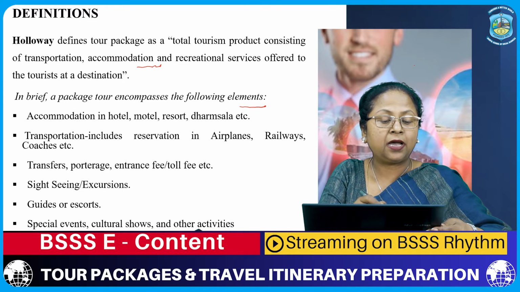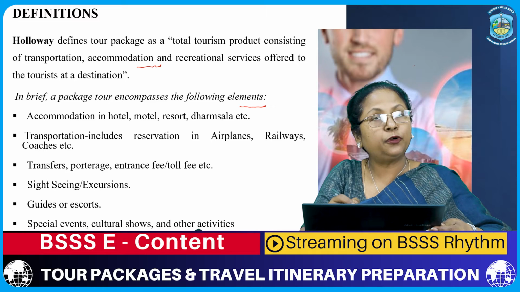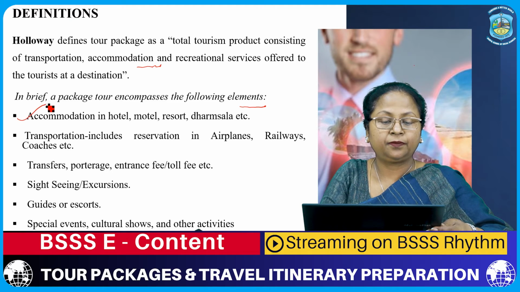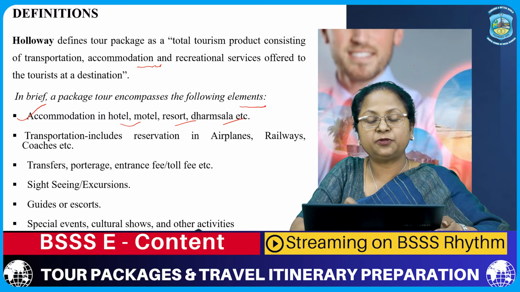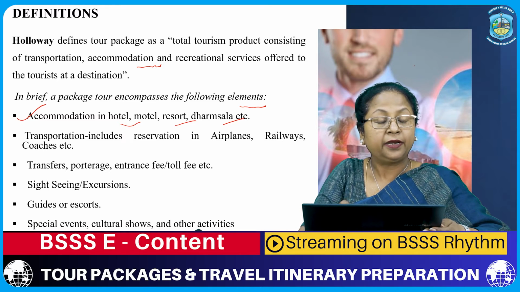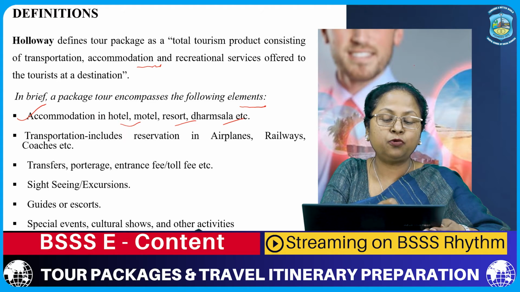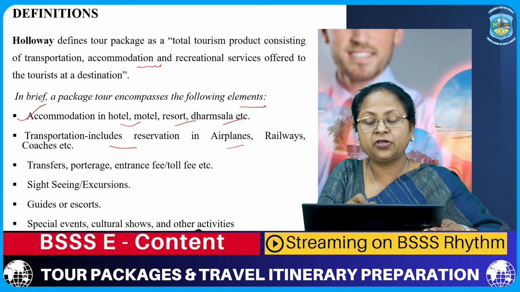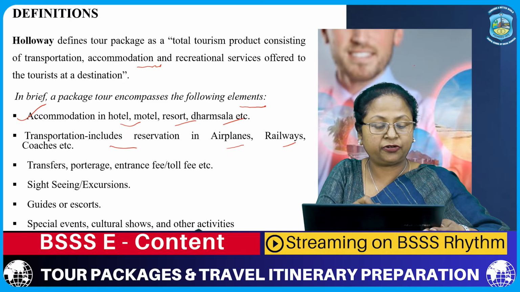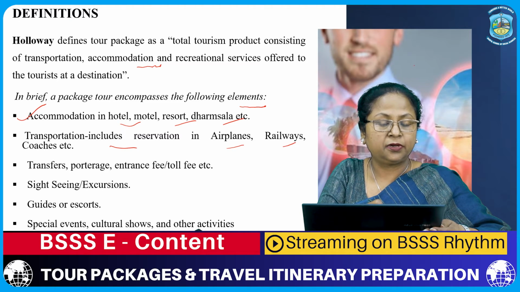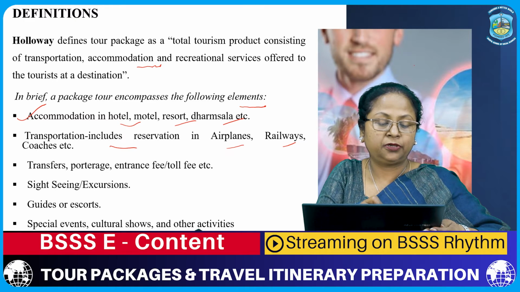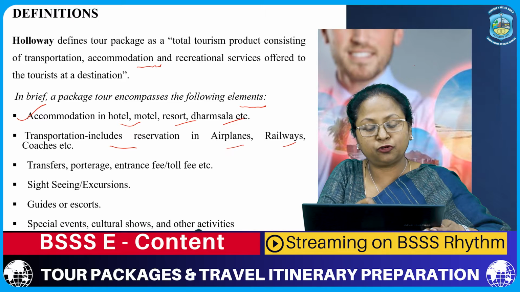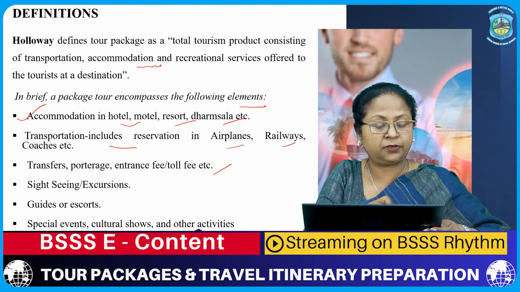These components are accommodation, which could be a hotel, motel, resort, dharamshala, etc. Next is transportation, which includes reservations in airlines, railways, coaches, etc. Transfers from the airport to the hotel and from the hotel to the airport, portage, entrance fees, toll fees, etc. are also managed by the tour operators.